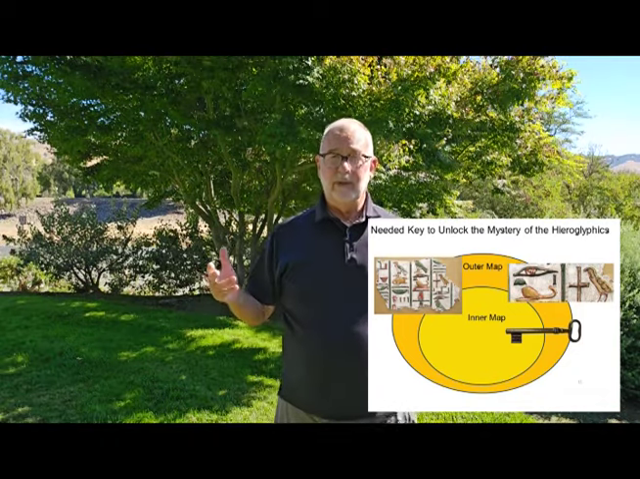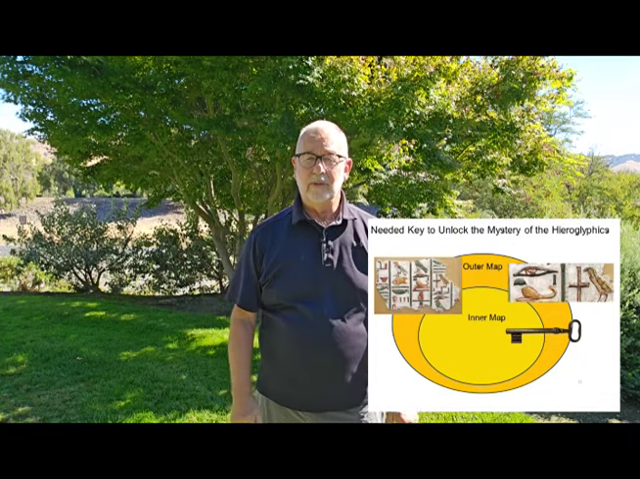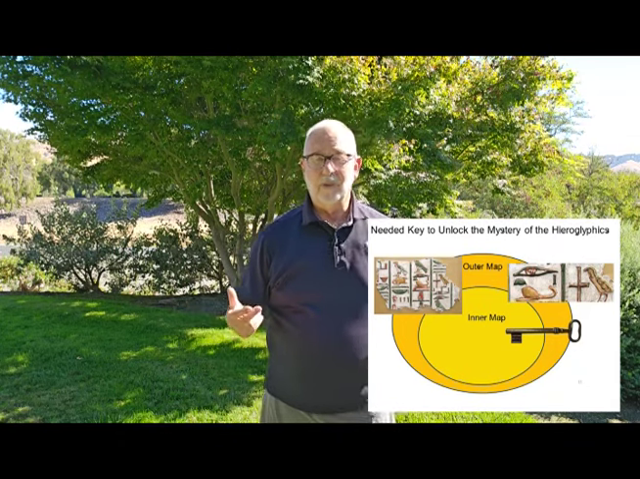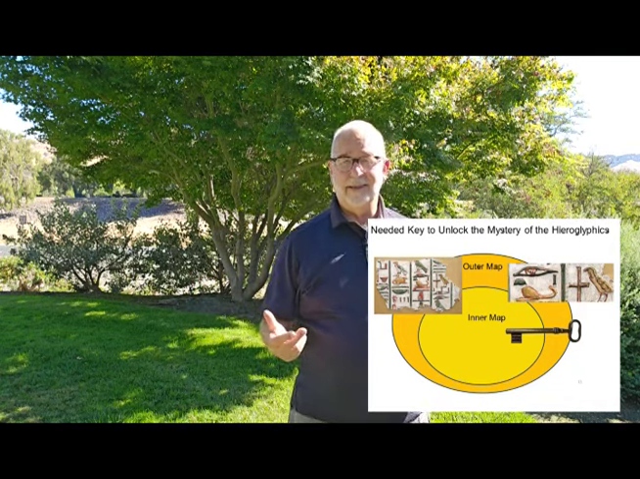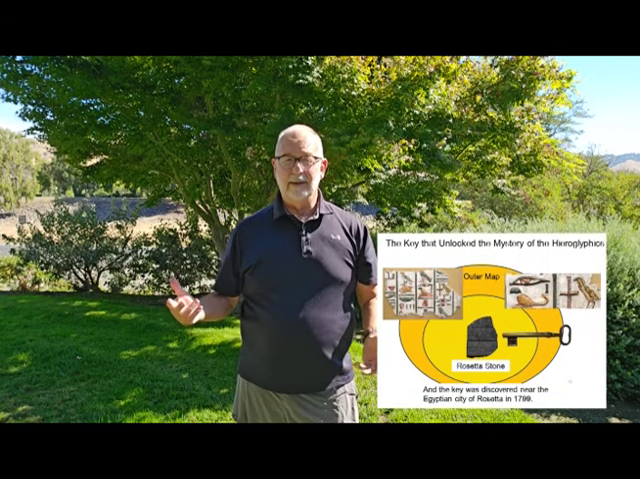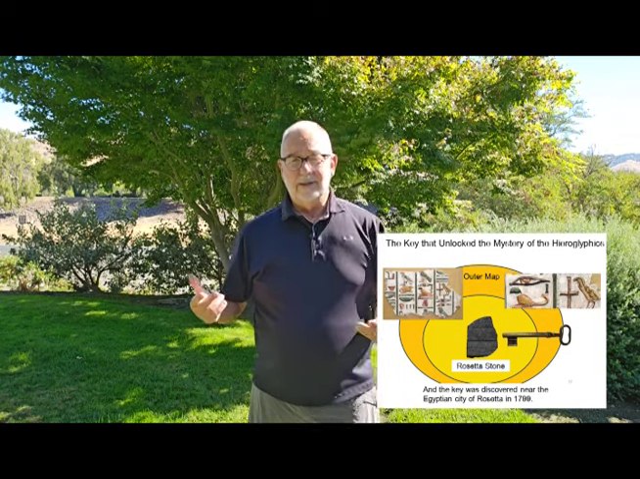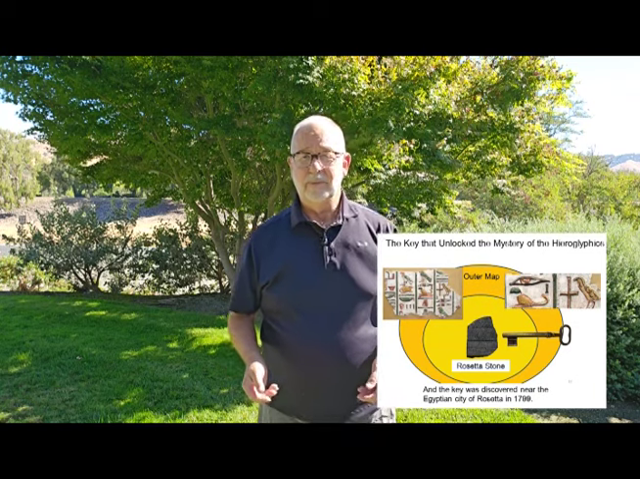So what was missing for 2,500 years was a way to interpret these hieroglyphics that seemed like the outer map, if you will. And you can see why this was so important. A much more important discovery than anything Indiana Jones did in his Egyptian adventures. And the key to the hieroglyphics was discovered in 1799 by the French when they invaded Egypt. And the stone was found near the city of Rosetta in Egypt, hence the Rosetta Stone.